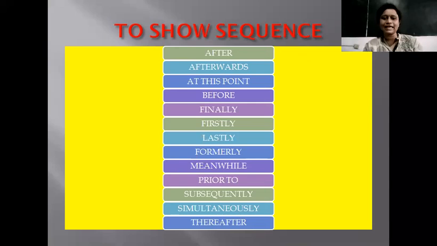Firstly, you will take eggs. Next you will take a bowl, and then you will break the egg. So all these words: after, afterwards, at this point, before, finally, in the end, lastly, formerly, prior to, subsequently, simultaneously, meaning together with, thereafter, and so on. These are the words to show sequence.